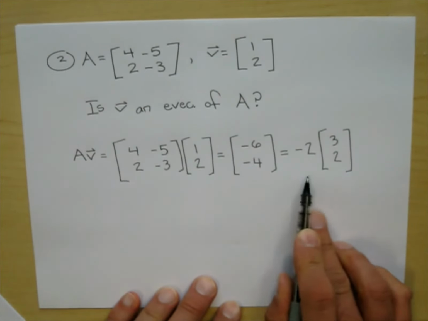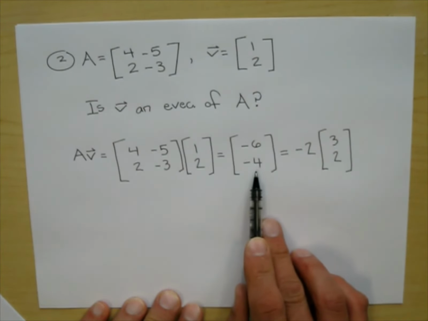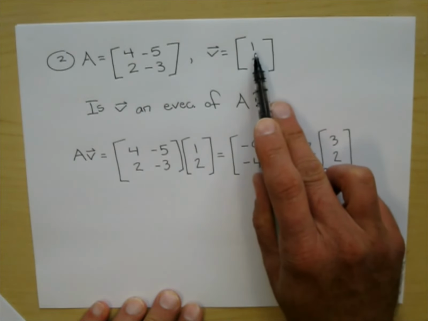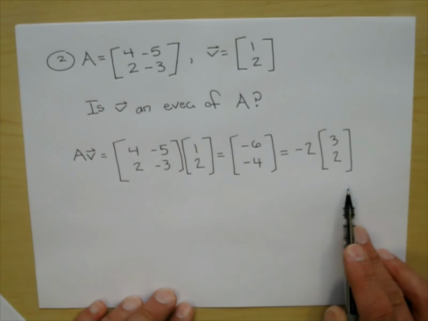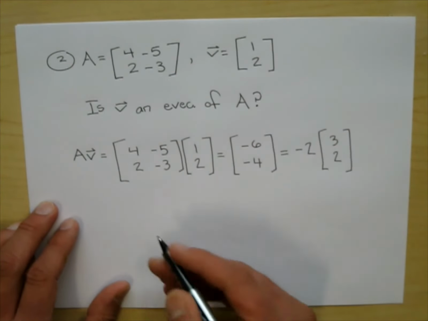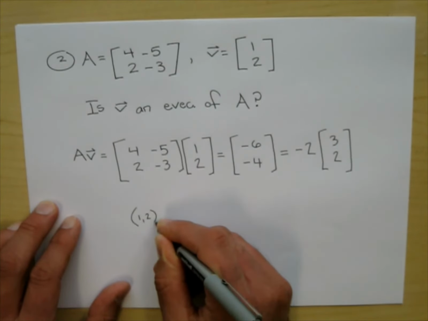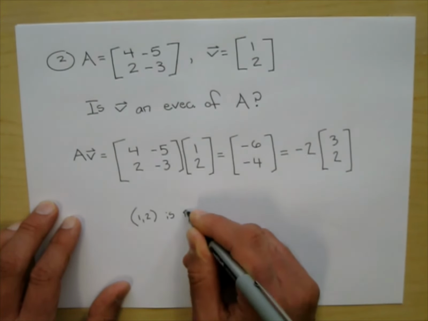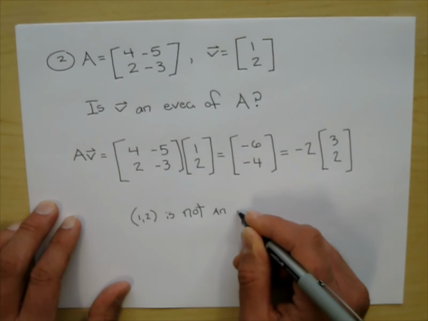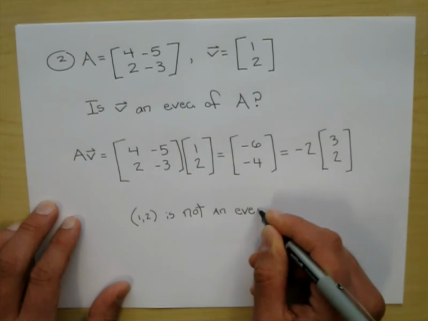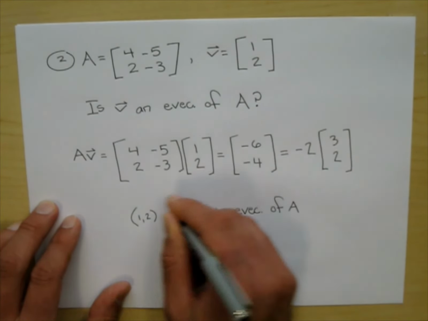Well, in any case, I didn't have to do that because I could have just looked at this and asked myself, is this a multiple of our original vector 1, 2? And the answer is no. So we're going to say this vector 1, 2, and you can either write it as a column vector or you can write it as an ordered pair, 1, 2, is not an eigenvector of A.